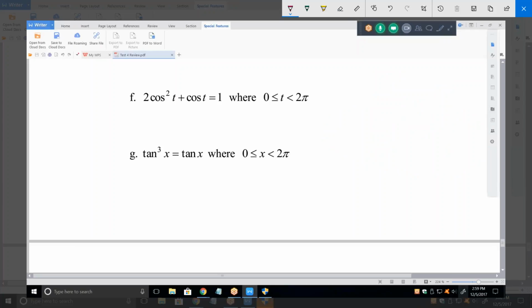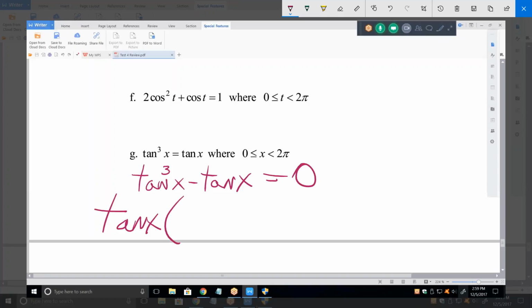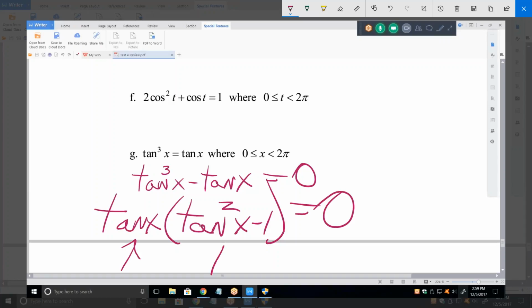So you don't divide both sides. You never want to divide by something that might be 0. So you subtract tan x from both sides. And then you factor out a tan x. And you're left with tan squared of x minus 1. And then you solve both of these, just like we've solved everything else. Set tan x equal to 0, find its solution. Set tan squared x minus 1 equal to 0, find its solution.